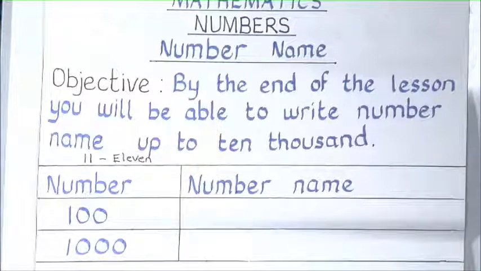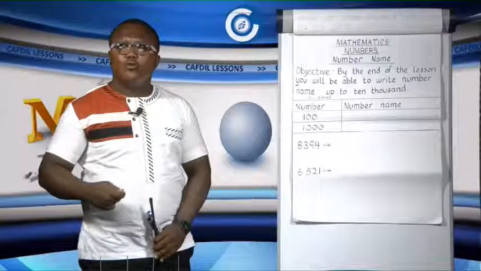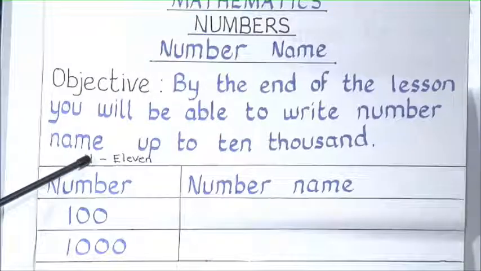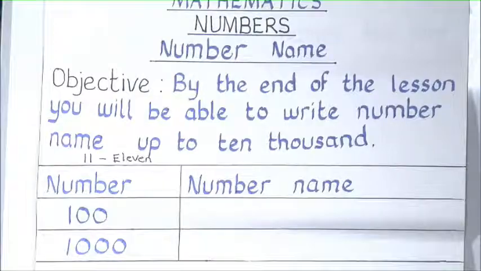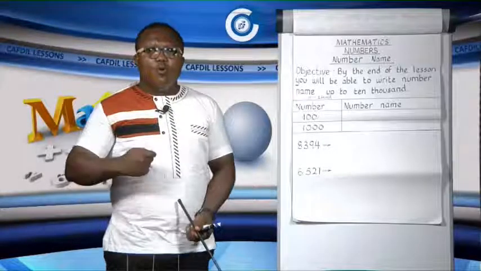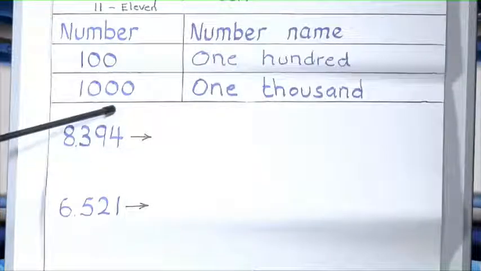Learners, so today, under numbers, we want to look at number names. 11 here is a number. And we said we number what? 1,000. And we write 1,000 like this.